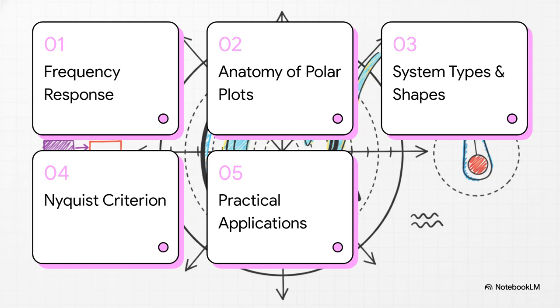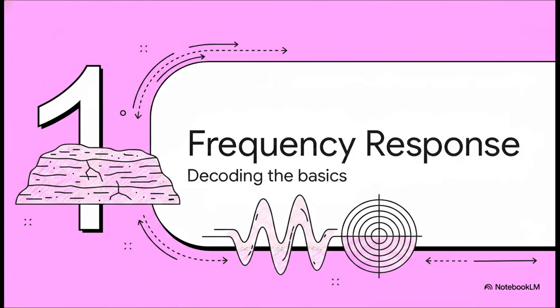Here is our roadmap for today. We'll be decoding frequency response, breaking down the anatomy of polar plots, exploring system types and shapes, checking out stability via the Nyquist criterion, and finally, looking at some real-world applications. Let's jump straight into part 1, decoding frequency response.